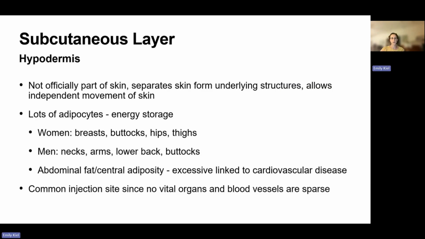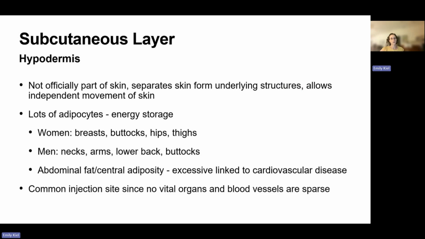So your subcutaneous layer is known as your hypodermis. It is not officially part of the skin. It separates the skin from underlying structures and allows for independent movement of the skin. So that's what allows me with my arm to jiggle my skin around. It's not directly attached to the muscle or bone underneath because it's got the hypodermis layer. And there are a lot of adipocytes here for energy storage. And their largest deposits in women we see in the breasts, the buttocks, the hips, and the thighs. And in the men, we see in the neck, the arm, the lower back, and the buttocks.